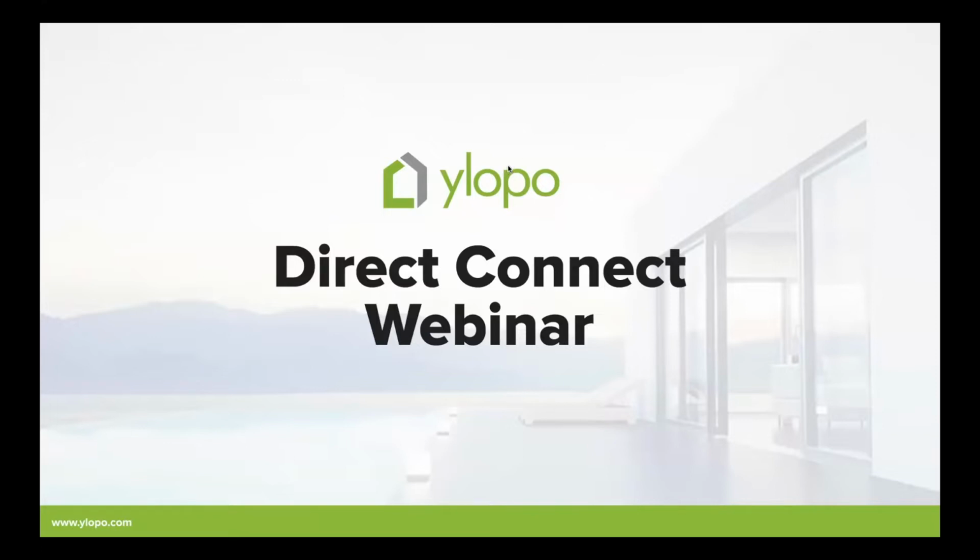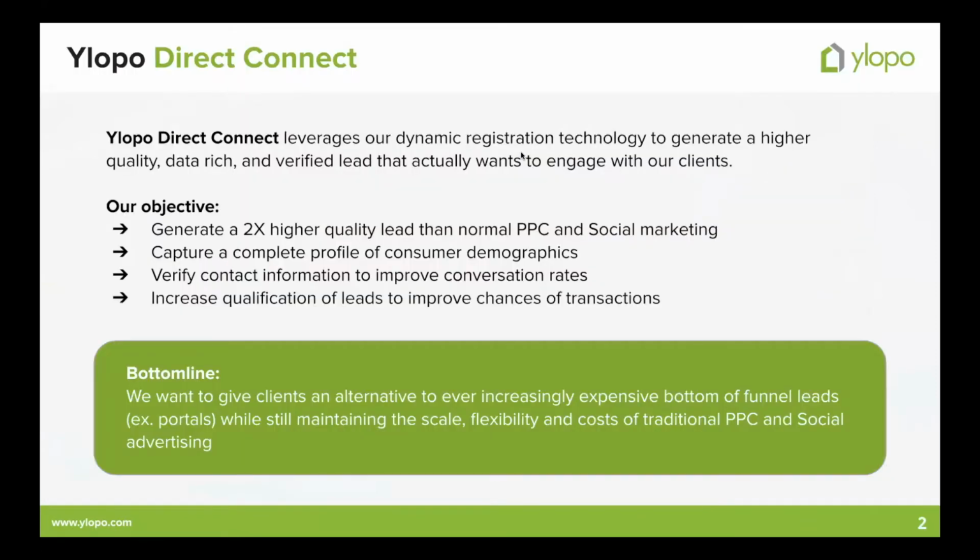All right, let's talk about Direct Connect. At the very highest level, Ylopo Direct Connect is a technology that leverages our dynamic registration platform, which allows us to change the user path of what questions we ask consumers based on the answers they provide. Our objective was that a lot of our clients came to us and said, hey, we're getting a ton of PPC and social leads. That's great, but we would like fewer leads that are higher quality, right?